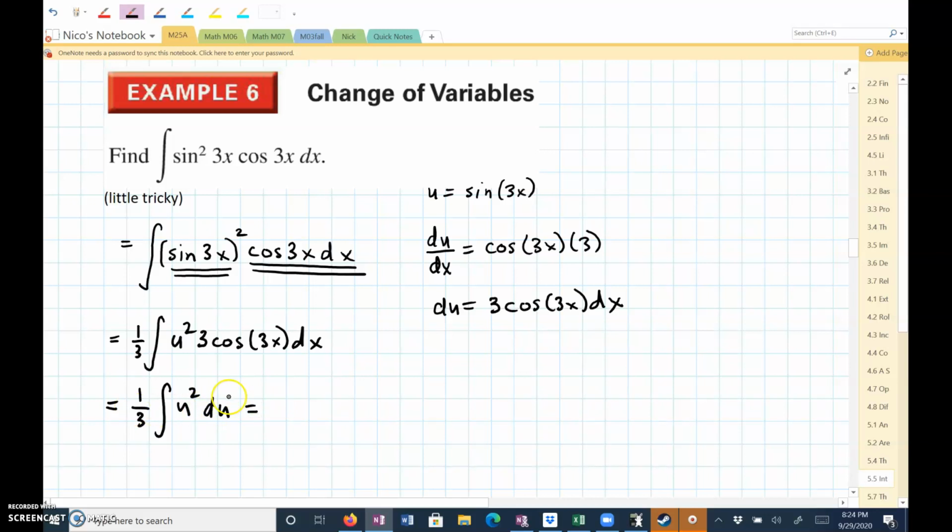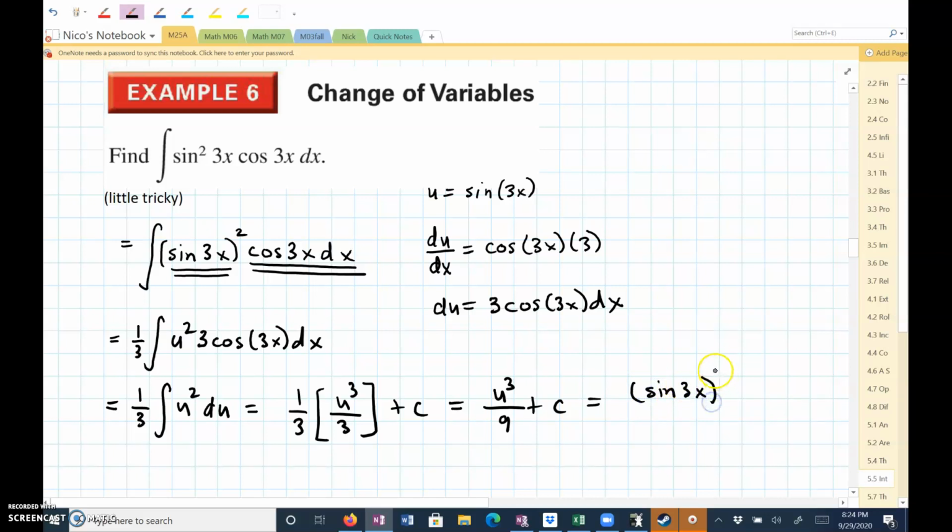And now I can integrate this, so this would be 1/3, the antiderivative would be u cubed divided by 3 plus c, and then this would be u cubed divided by 9 plus c, and then I can substitute u back in, so this will be sine of 3x cubed all over 9 plus c.